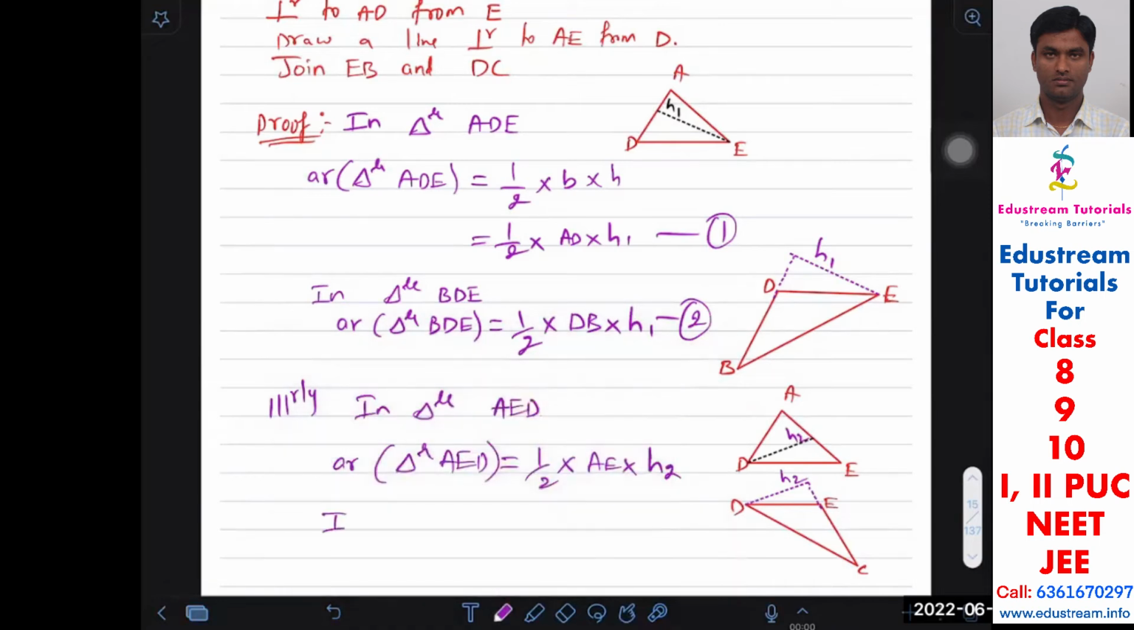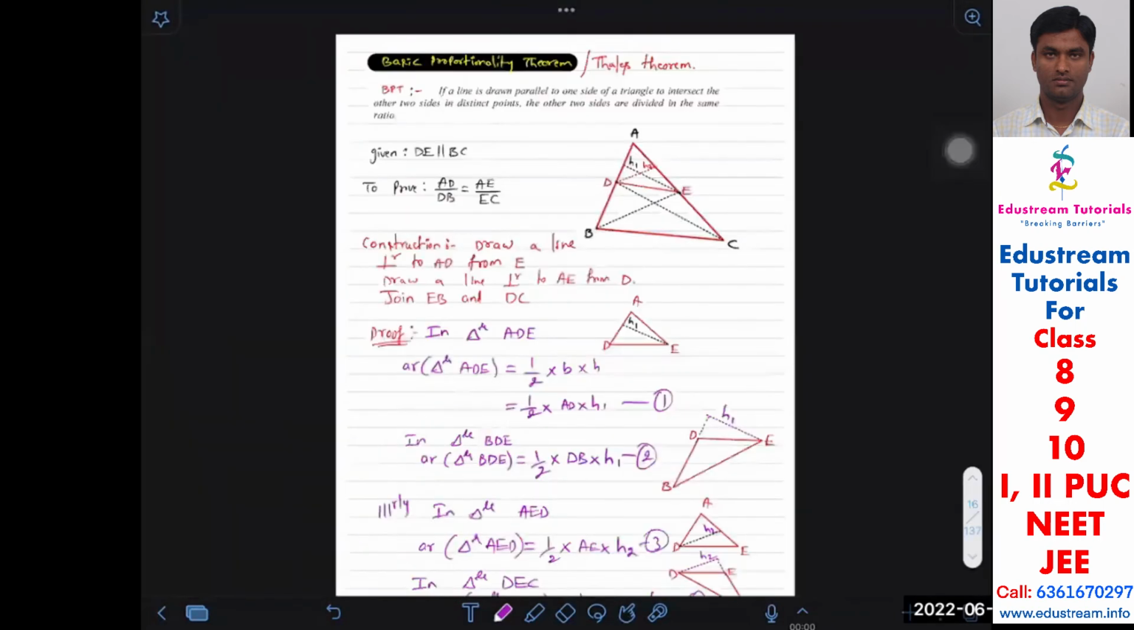In triangle DEC, the area of triangle DEC is equal to half into base. Base is this EC, so EC into height. The height of this triangle is H2. That's it. So let's take this as 3, this as 4. Now, look at the left hand side here.